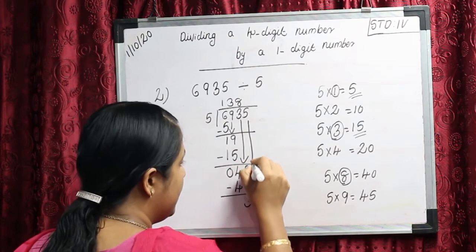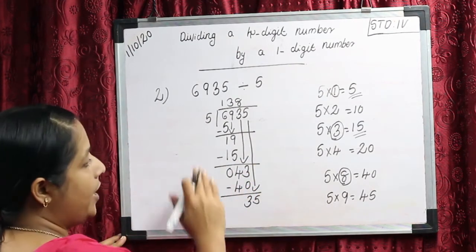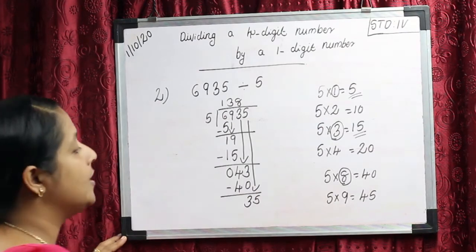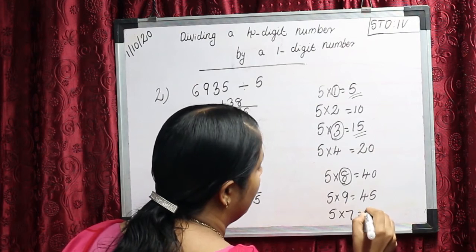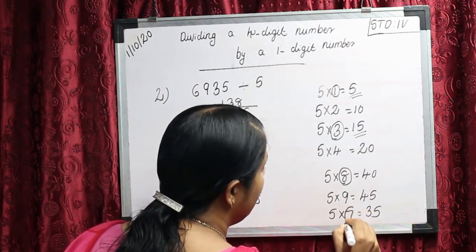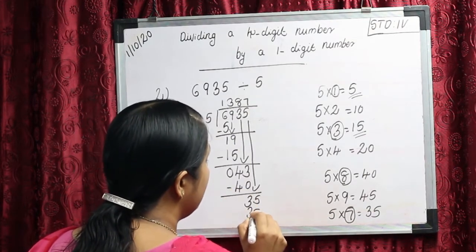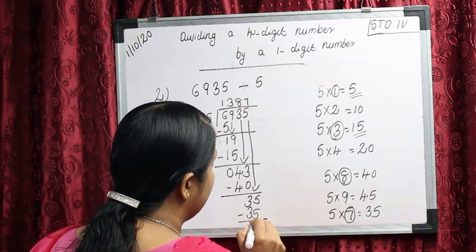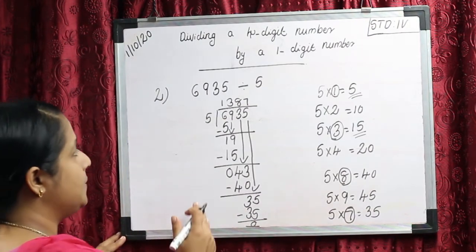Then the last number is 5, so our number is 35. In 5's table there is 35. Yes, 5 7's are 35. So we write 7 here. Then 7 fives are 35. Then 35 minus 35 equals 0. Okay, then once again I explain this problem.